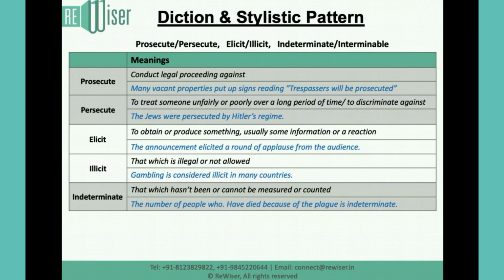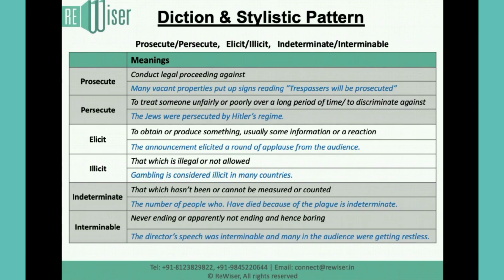The last two, indeterminate and interminable. Now, indeterminate just means that which cannot be measured or determined or counted. The number of people who have died because of the plague is indeterminate. And the other one would be interminable. That is unending. It's just going on and on and on.